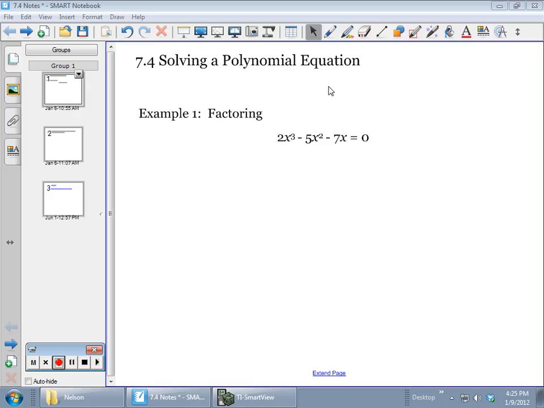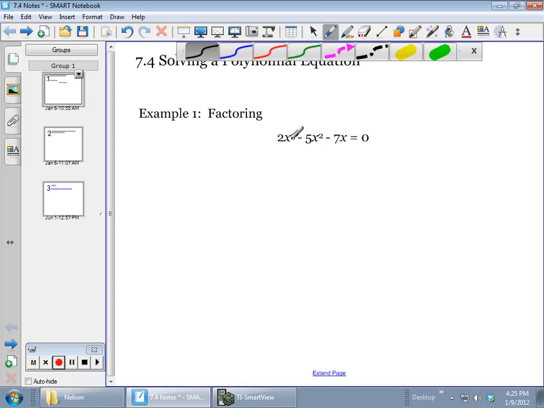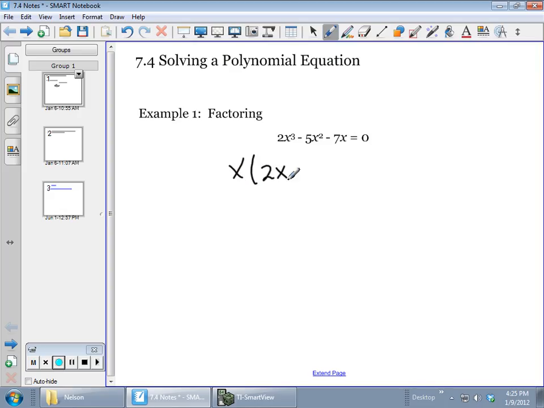So we're going to do factoring, as mentioned there. I'm going to start by factoring out just an x. So it'll be x times 2x squared minus 5x minus 7 equals 0. And then if I can factor this, I'm going to factor it some more. But once I get it to a quadratic, I could just use the quadratic formula. That would also work. But this does factor, I think, I hope.